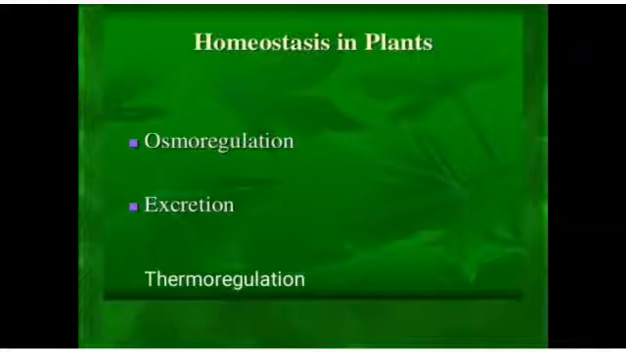Now, let's take a look. There are three aspects of homeostasis. These are not new for you. We have discussed them superficially in our last lecture. But now, here in this video, we'll discuss these aspects in plants in detail. These are osmoregulation, excretion, and thermoregulation.